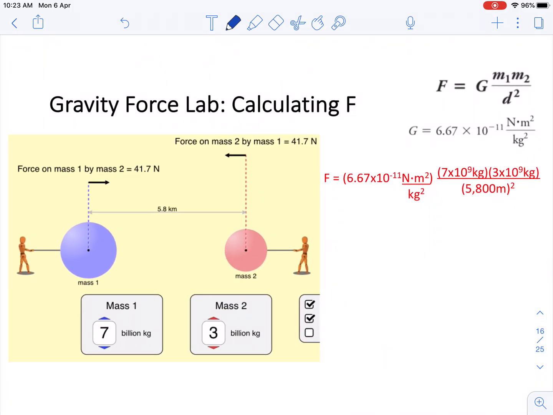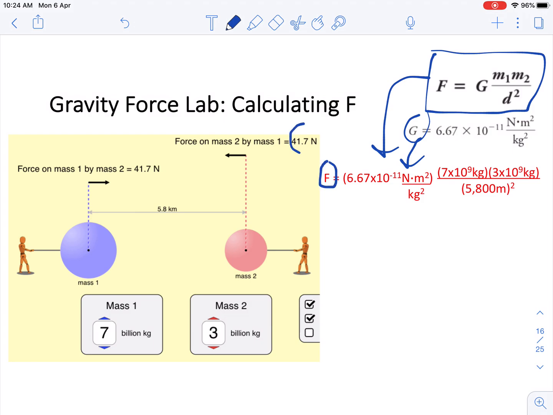So there you have it. Again, I'm still working with the same equation here. But this time, I've plugged in the g value as well, right? So there's g. And we've got mass 1, mass 2, and distance. And again, what I'm trying to find is F. And again, I should get that same answer there. 41.7 is what I'm going to try to go for.